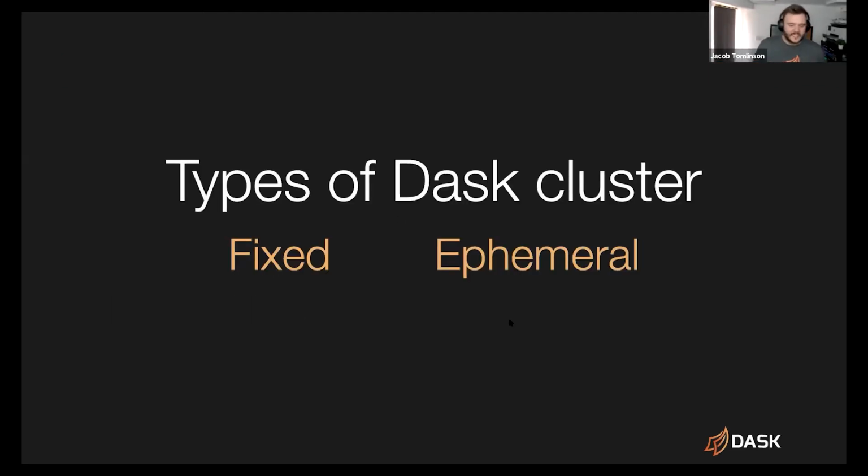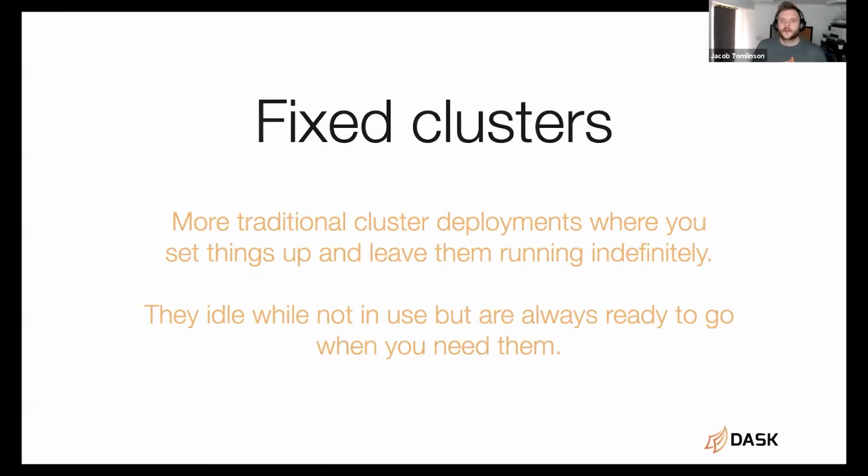To give a slight bit more context about where my brain's at when I'm explaining these things, I tend to think of there being two different types of Dask cluster. We have fixed clusters and we have ephemeral clusters. I'm a big fan of ephemeral clusters. But a fixed cluster is maybe what you would more traditionally think of as a compute cluster. If you come from the Hadoop Spark world, this is probably pretty familiar to you. If you come from the HPC world, this is probably pretty familiar to you.